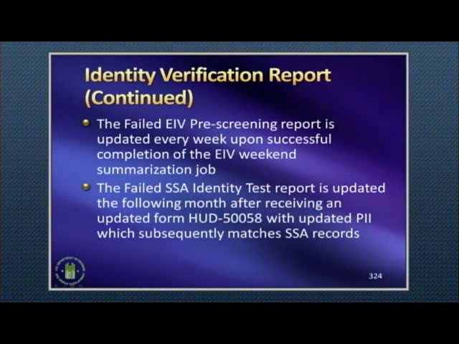So let's say hypothetically, today is Friday, and earlier this week you identified all your failed effective date check 50058s, and you've submitted those updated 50058s with a current effective date. When EIV copies that information tonight and does a summarization job tomorrow, your new failed EIV pre-screening report on Monday will no longer show those families because EIV has now copied your recently submitted 50058s, okay?